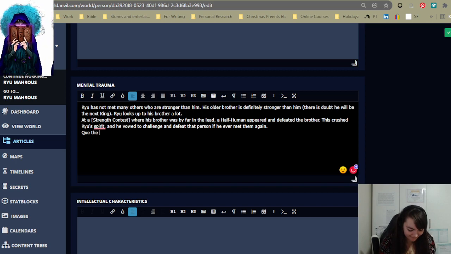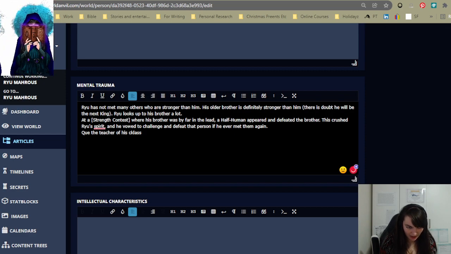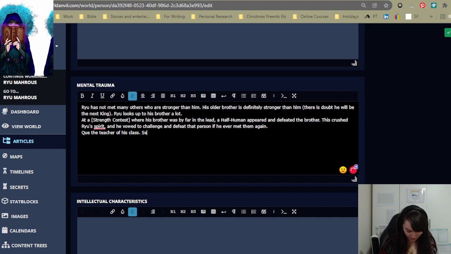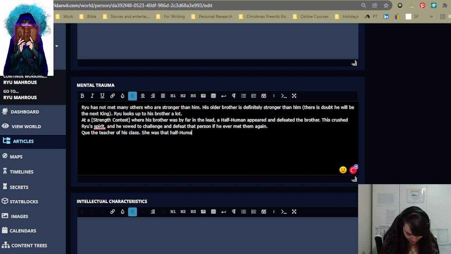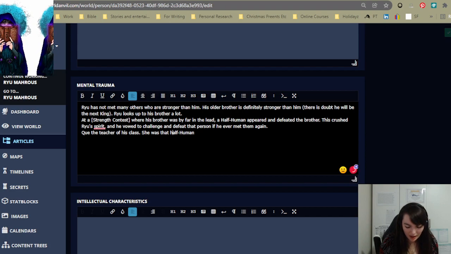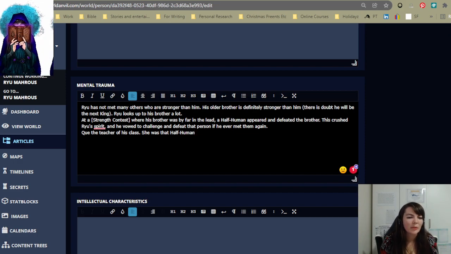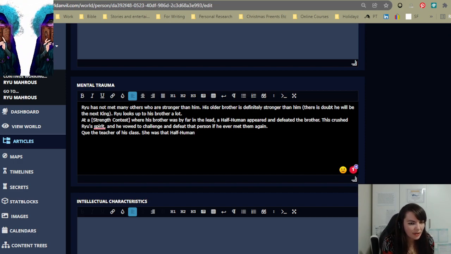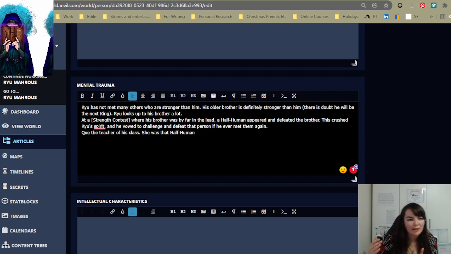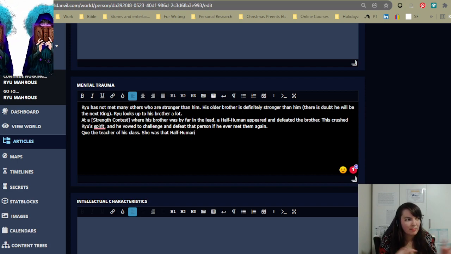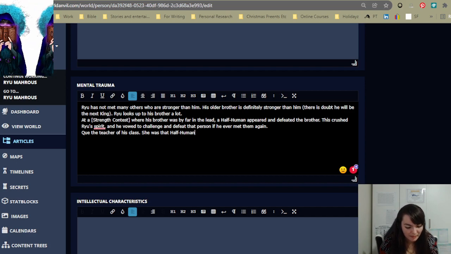Cue the teacher of his class. She was that. She's half fairy, so she can use effectively gravity magic, hence why she could actually defeat him, because strength-wise she herself is not that strong, but because she can use the air around her, she can use the wind to dodge or move the attacker's movement away from her, and then gravity to squish him.